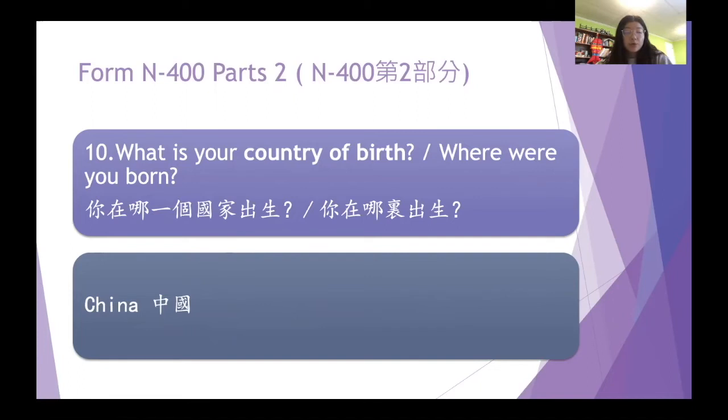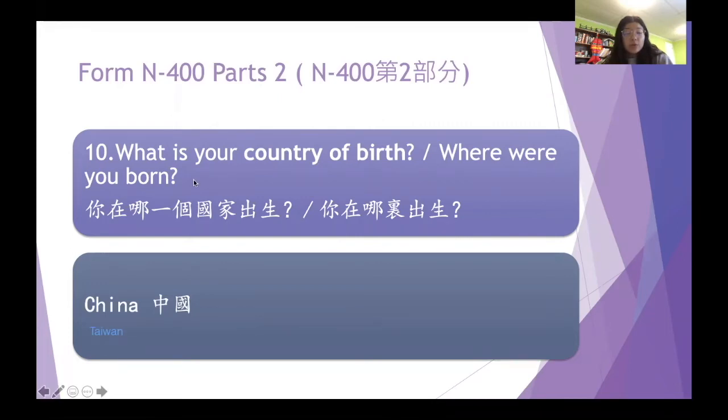Where were you born? What is your country of birth? Where were you born? 你在哪一个国家出生？你在哪里出生？Country of birth 就是出生国家。答案是 China, 中国，或者说 Taiwan. 好，我们再读一遍。What is your country of birth?